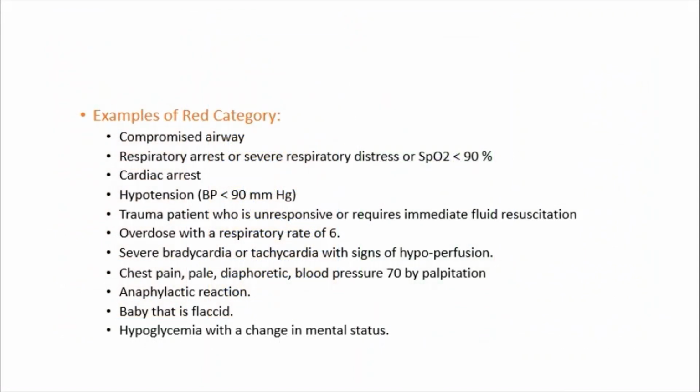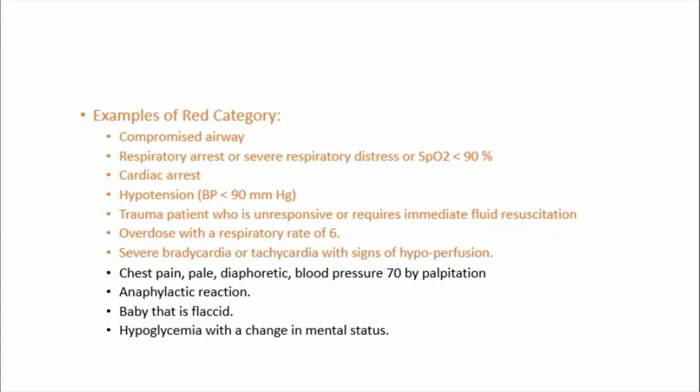Examples: red, compromised airway, respiratory arrest or severe respiratory distress or SpO2 90 mm Hg, trauma patient who is unresponsive or requires immediate fluid resuscitation, overdose with a respiratory rate of 6. Severe bradycardia or tachycardia with signs of hypoperfusion. Chest pain, pale, diaphoretic, blood pressure 70 by palpitation. Anaphylactic reaction. Baby that is flaccid. Hypoglycemia with a change in mental status.